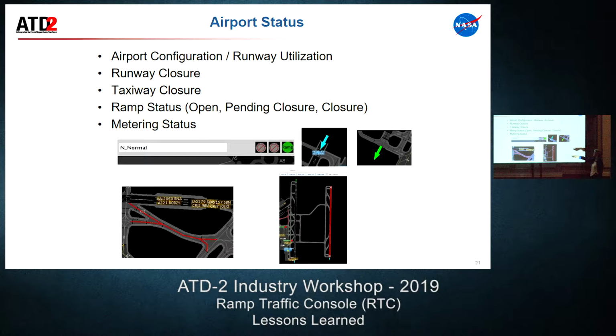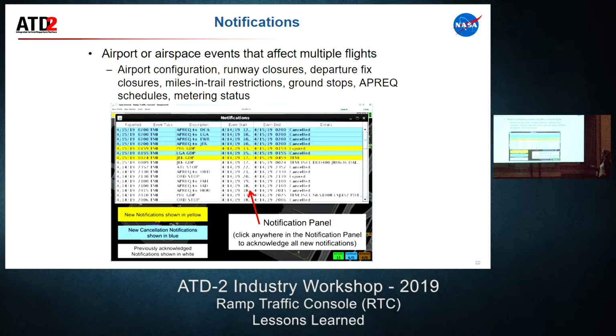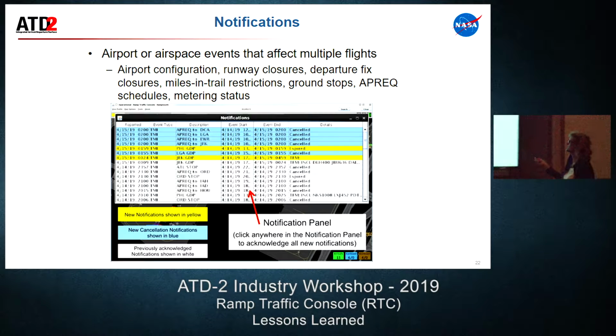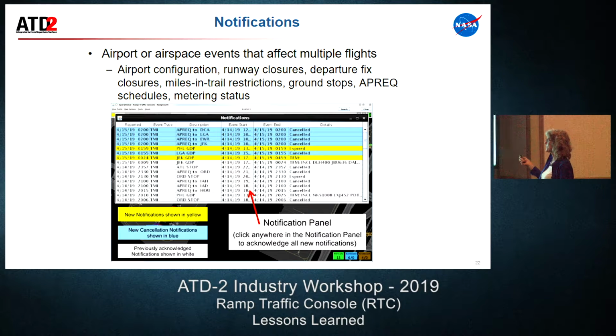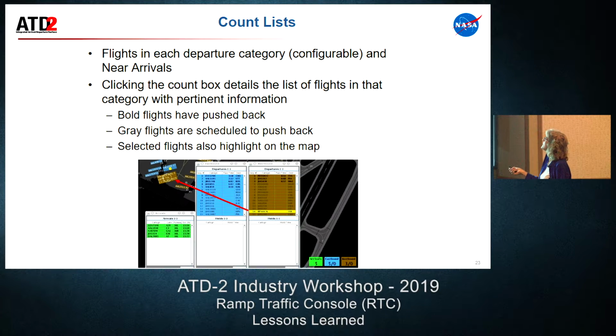And then Debbie discussed the red for the taxiway closures and the runway closures. And Debbie discussed in detail our notifications, our events that affect a large number of flights. So these are generic things that apply to multiple flights. And Debbie discussed the count lists that show the list of flights that are pushing back, actually taxiing on the runway, or scheduled to push back. And then the green is the count of arrivals that are landing on the runway.